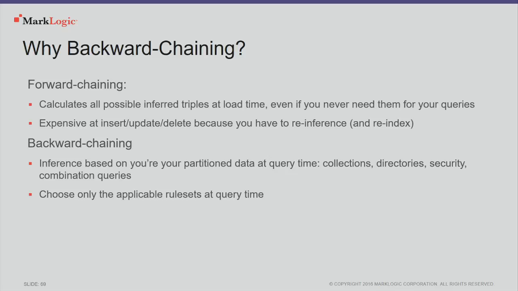Whereas with backward chaining, you're working only on the partition of data that exists there for your query, right? So maybe you're querying on just a single collection. Well, you only have to infer triples based on the triples related to that collection. Or maybe the data in a directory, or those with specific security constraints. And again, you're only applying the rule sets you need at query time.